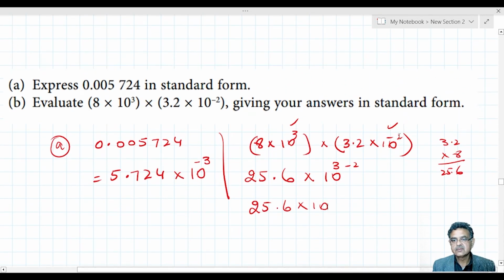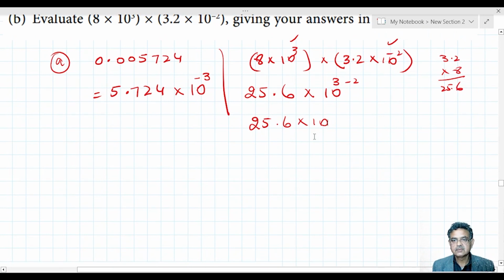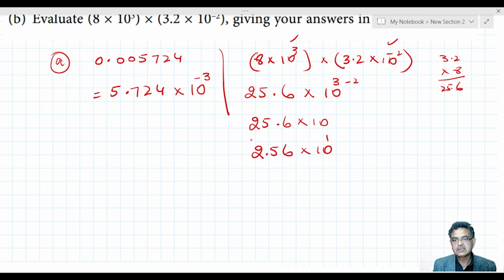Giving your answer in standard form. Is it standard form? No. Only multiplying by 10 does not mean that it is standard form. So that will be 2.56. When we write it as 2.56, this has become smaller. So one decimal place it has become smaller, so 1 will be added in the power of 10. So it will become 2.56 into 10 power 2.